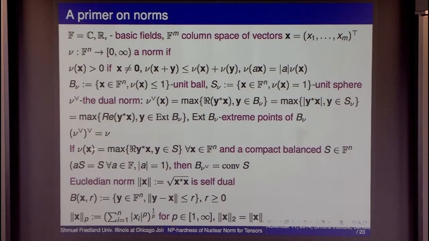The basic thing is that one works over real or complex numbers with the Euclidean norm, x*x, which is self-dual. Because of complexity, we will always use B(x, r), a closed ball of radius r centered at x. But the ball is going to be just a Euclidean ball. Just to remind you that we have other norms close to Euclidean norms, the p-norms. The most important are the Euclidean norm, p equals 2, the maximal norm, p equals infinity, and the L1 norm, p equals 1.